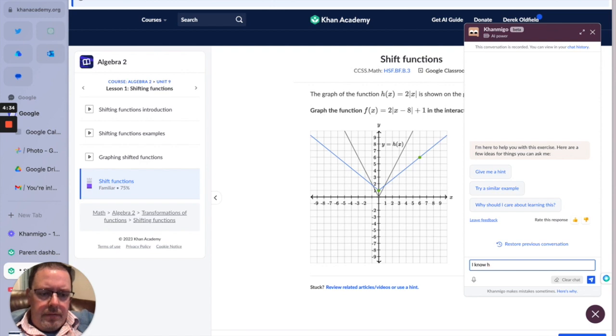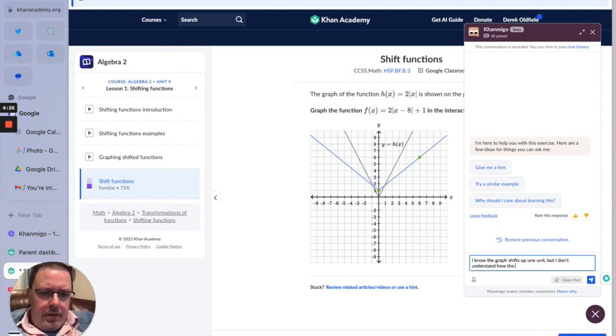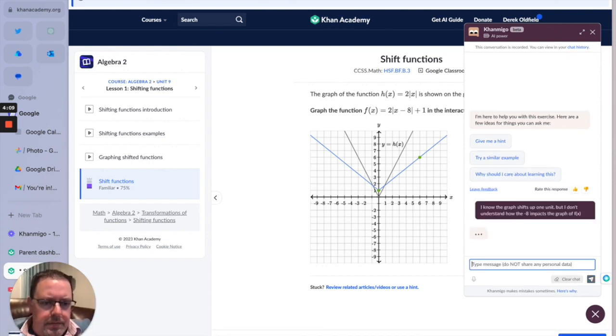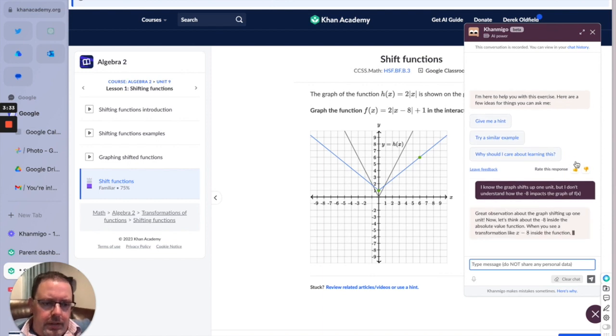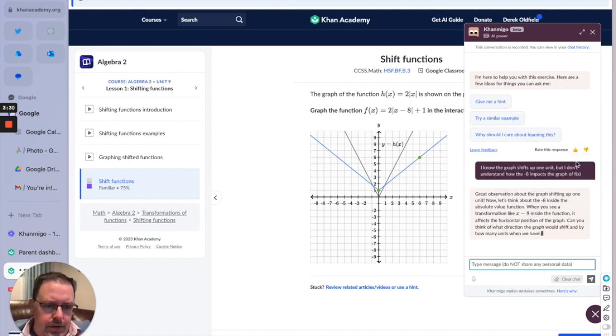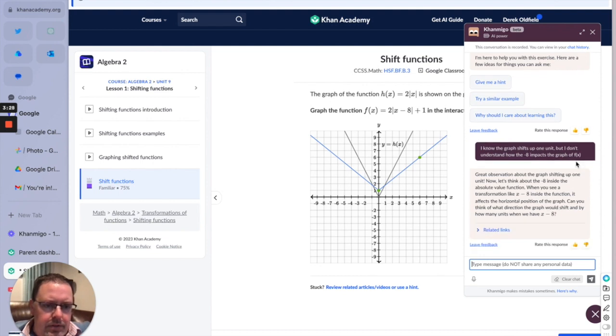I know the graph shifts up 1 unit, but I don't understand how the -8 impacts the graph of f of x. How about that? Let's just see what happens. Okay, inside the absolute value function, when you see a transformation like x minus 8, it affects the horizontal position, correct? Okay. Can you think of what direction the graph would shift and by how many units?